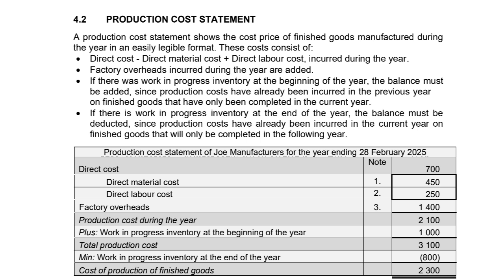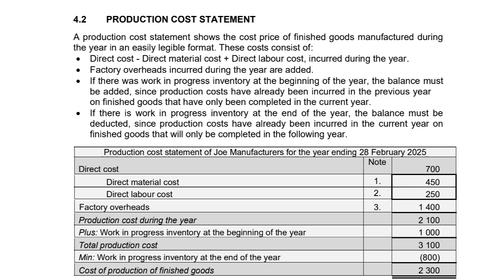4.2 Production Cost Statement. A production cost statement shows the cost price of finished goods manufactured during the year in an easily legible format. These costs consist of direct costs, which is your direct material costs plus your direct labor cost incurred during the year. Your factory overheads incurred during the year are then added.